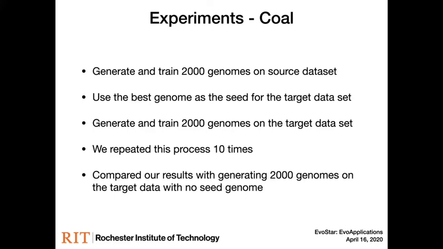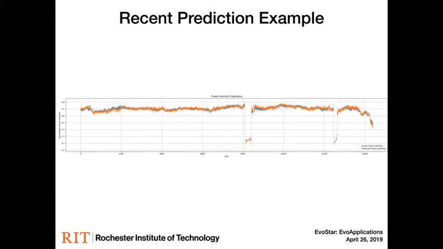And we repeat this process 10 times, and we compared our results with generating 2,000 genomes on the target data set without using a seed genome, just using that minimal network where all 20 inputs are connected to the one output to begin with.